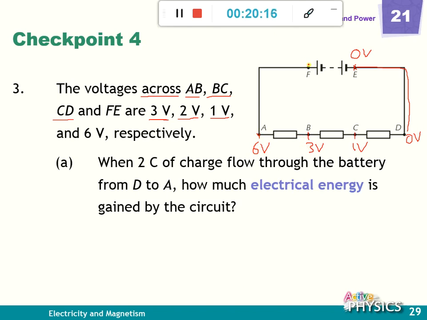And A and F should be the same voltage, because in between we haven't any resistor, so no potential drop. Keep it 6 volt. That's all. Everything we know it already.